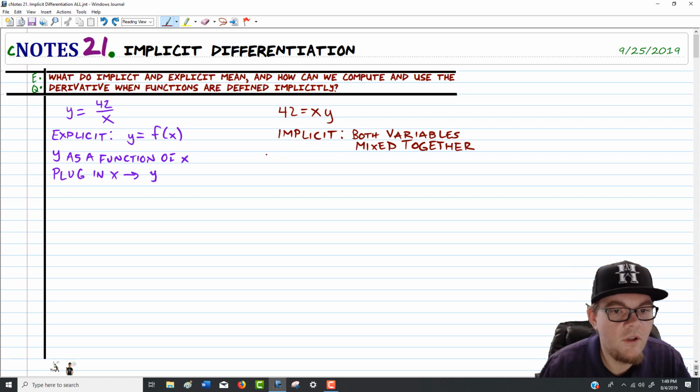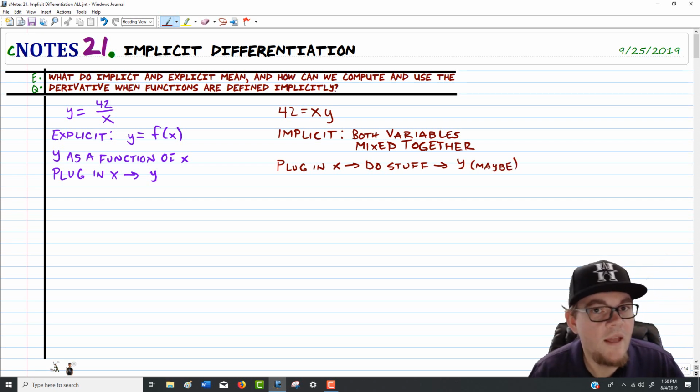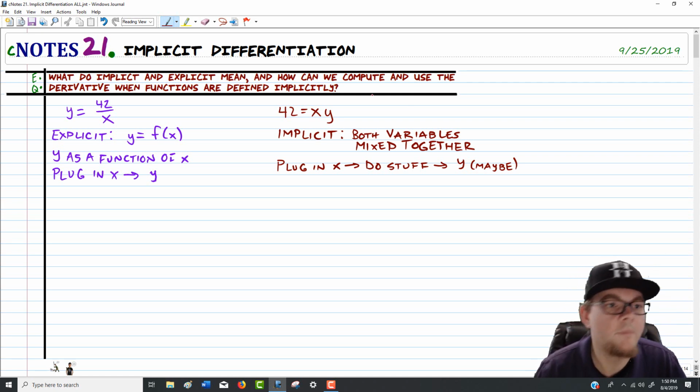So in other words here, if you have that relation, you're going to have to plug in x, and then you're going to have to do a bunch of stuff and move some stuff, really, and then you're going to get to y, maybe. In other words, it's possible you might not even be able to solve for y at the end. The relationship might be that difficult for us to actually work through. You might have to use advanced techniques or a graphing calculator to get there.